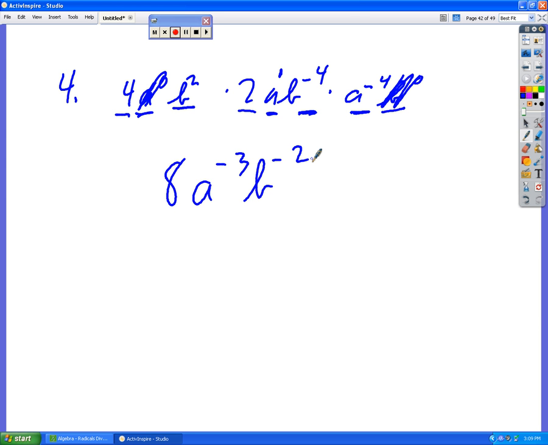Again, that's my answer, but the form's not right. Got to drop the negatives to the bottom. a to the -3 drops to the bottom, becomes a cubed. That's gone. b to the -2 gets dropped to the bottom. It becomes b squared, and this one's gone. And this is your answer for number 4.